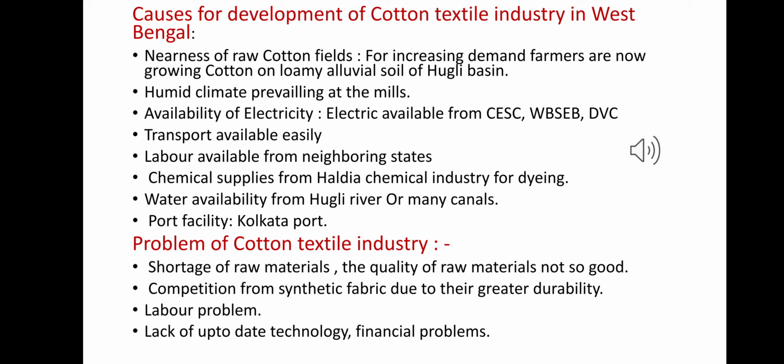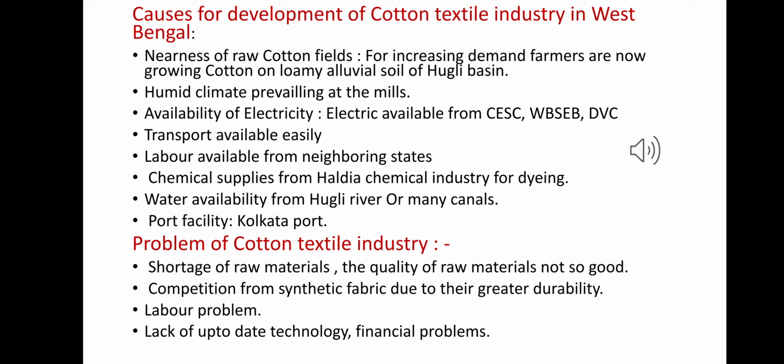Okay, chemical supply from the Haldia chemical industry for dyeing of cotton. Okay, water availability from the Hooghly river or many other canals. Port facility is Kolkata port. Okay, these are the main causes for the development of the cotton textile industry in West Bengal.